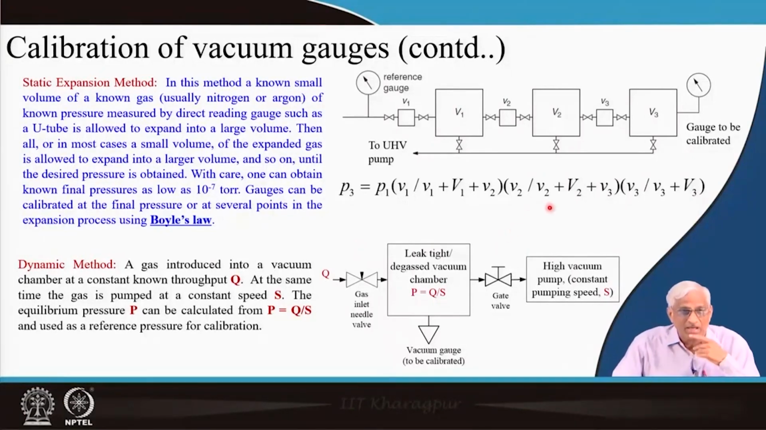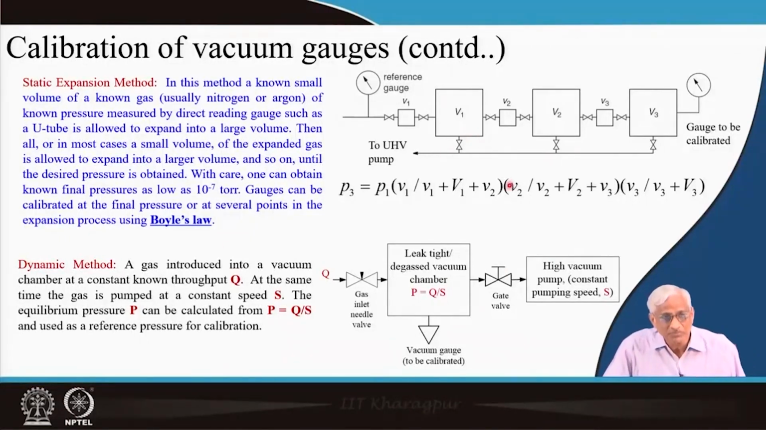If you go through the internet, you will get a lot of explanations on this, and every country has a standard, and those countries' standards are using either one of these two, mostly this. The second method is the dynamic method. If you can measure accurately the mass flow rate of a leak through a very high quality leak valve, that mass flow rate in vacuum technology is called throughput, because pressure is proportional to density.